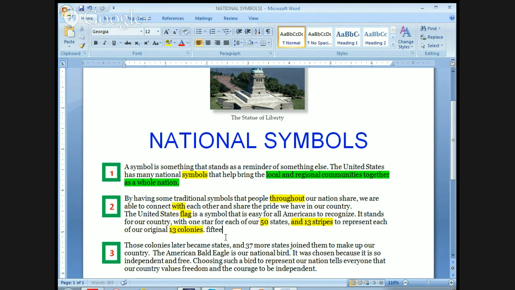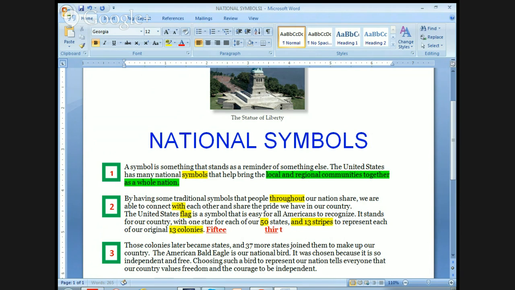F-I-F-T-Y. Like 50. 50. Okay. Great. And 13 stripes. 13 stripes. 13. Well, it's 13.